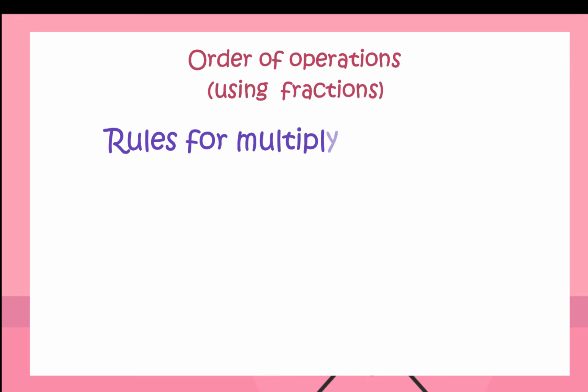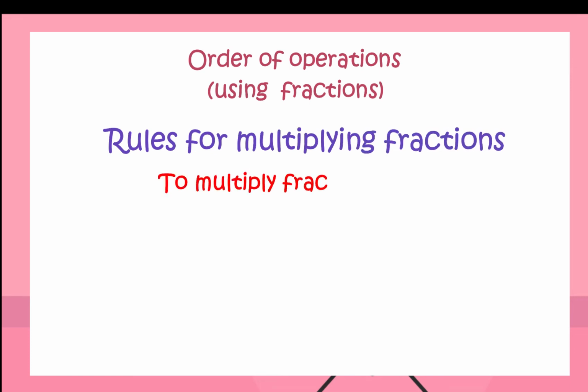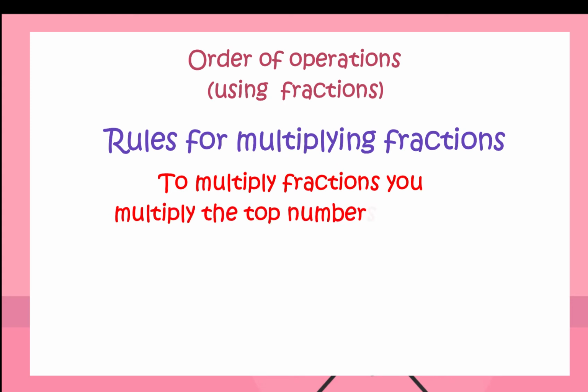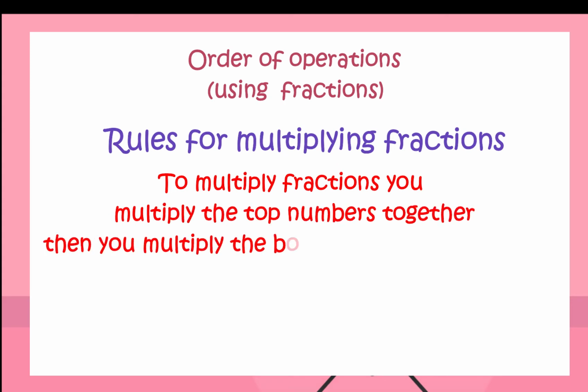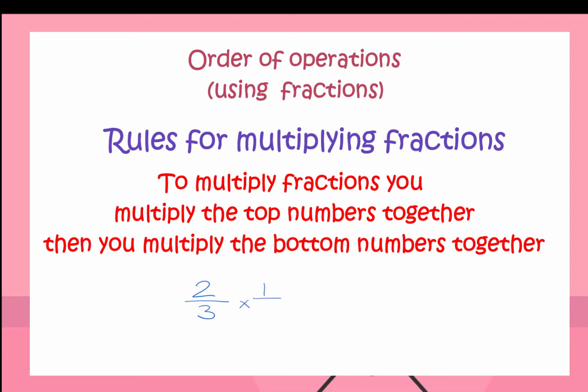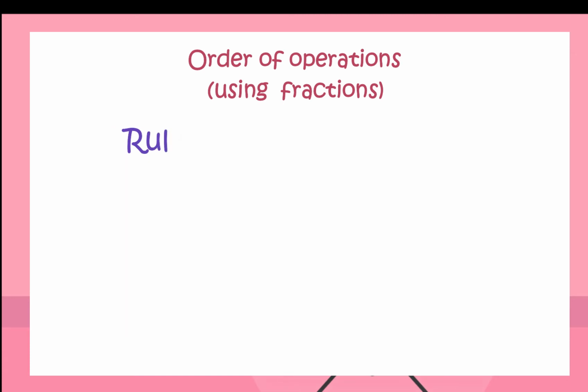Now, for multiplying fractions, this is probably easier than adding or subtracting fractions. All you need to do is multiply the top numbers together, then multiply the bottom numbers together. So we'll just do a small example here. We have 2 over 3 times 1 over 3. So that equals 2 times 1 over 3 times 3. So 2 times 1 equals 2, 3 times 3 equals 9. Okay, and that's all you need to do.